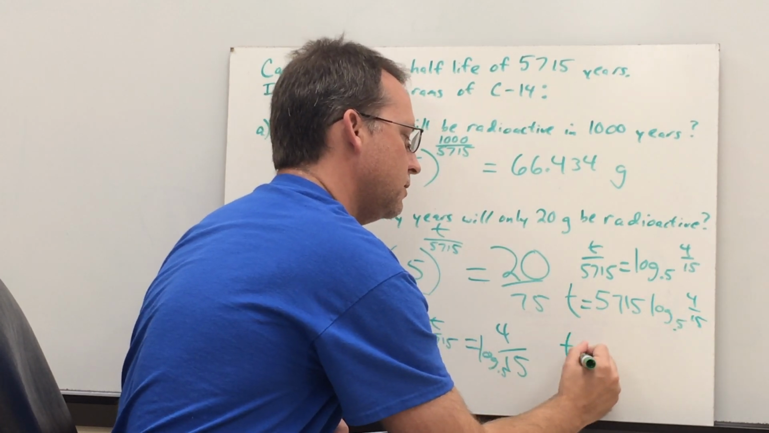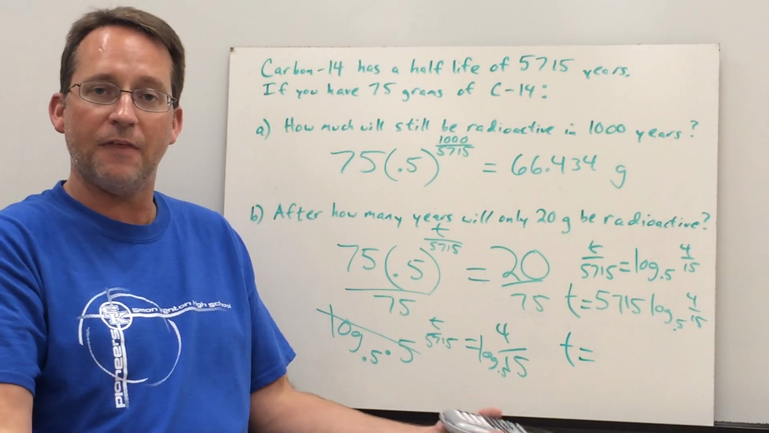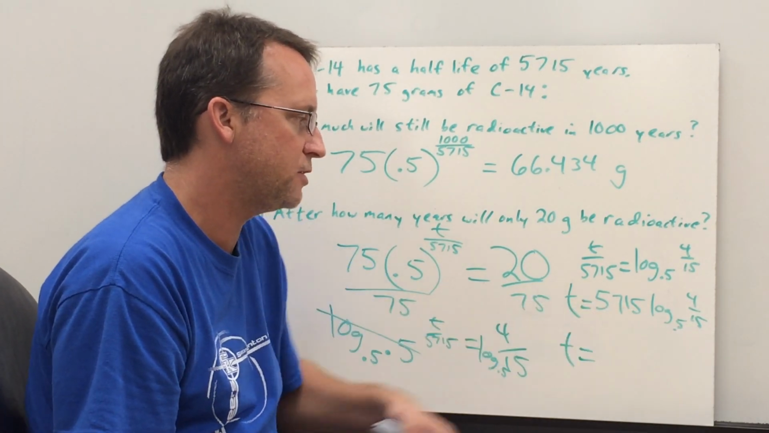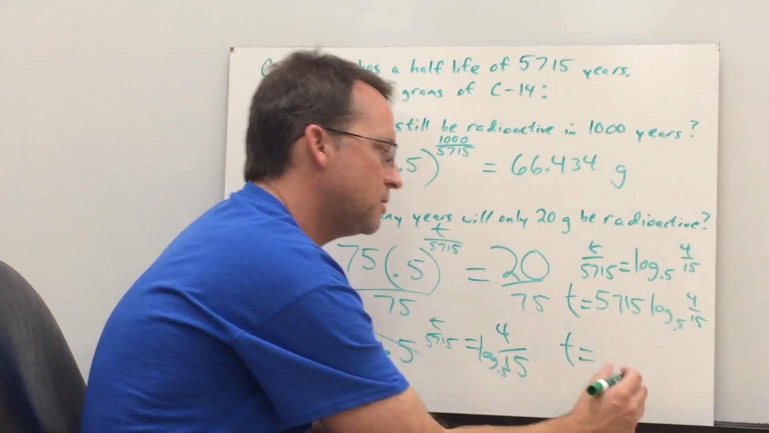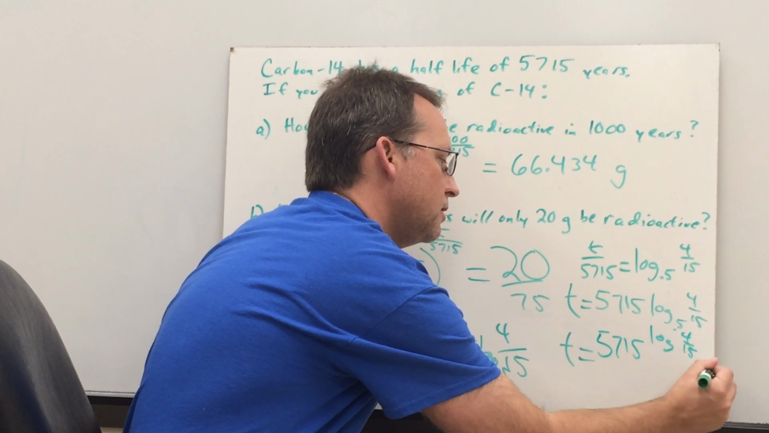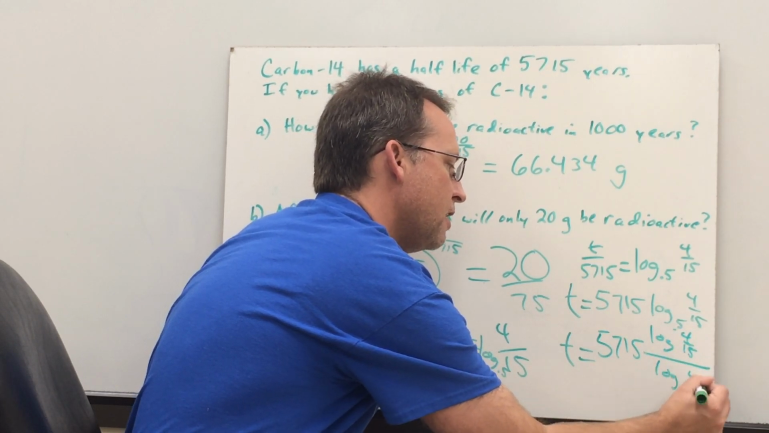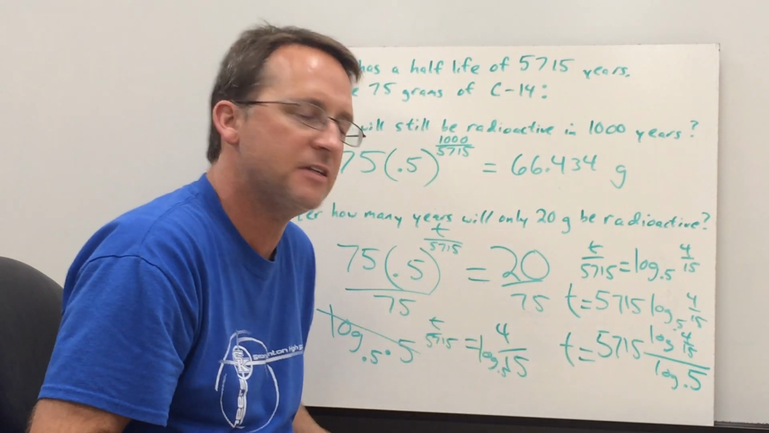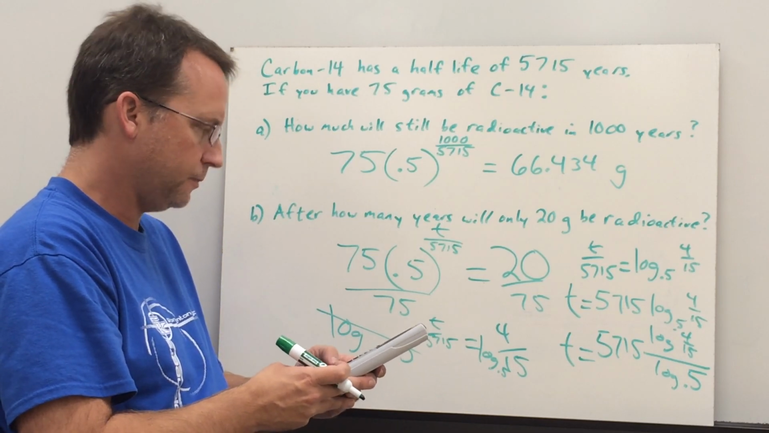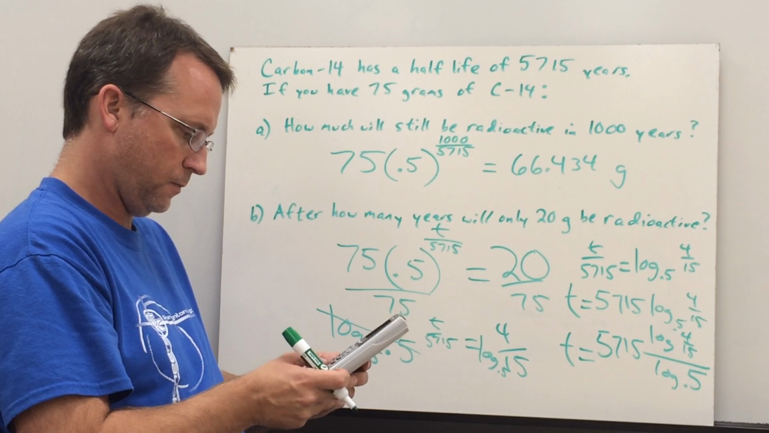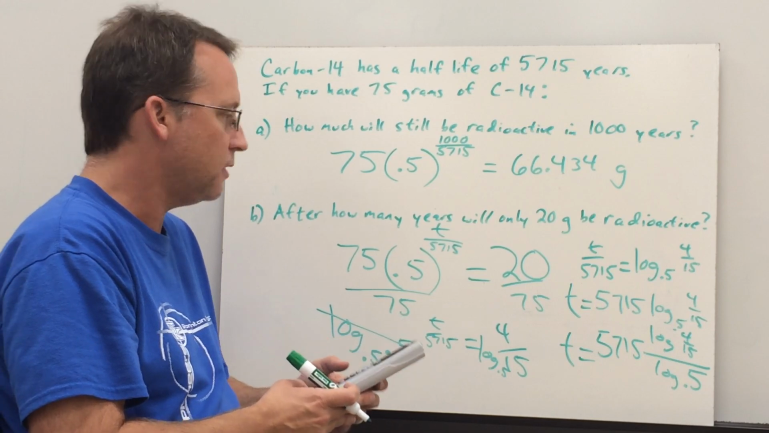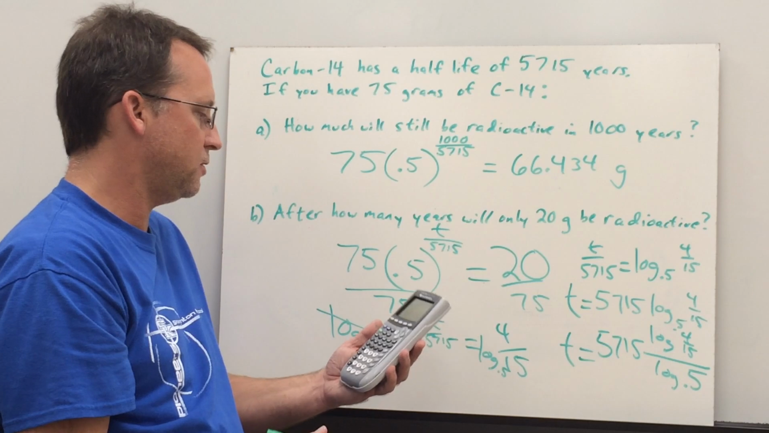And now if I want a number that's reasonable, if I'm going to use my calculator now, I need to use my change of base formula here because I don't have my log base button. So I have to go log of 4/15 divided by log of 0.5. And then multiply that by 5715. Type that all in my calculator. Let's see, log of 4 over 15, and then divide that by log of 0.5. And don't forget to multiply by that 5715 to solve for T.